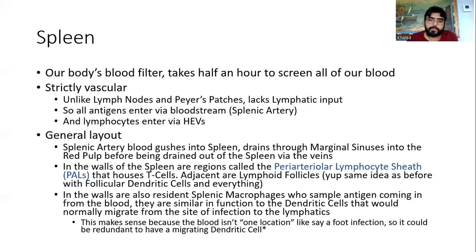There's also something called the periarteriolar lymphoid sheath, called the PALS. This is going to be your T cell storage, or T cell area, of your spleen.